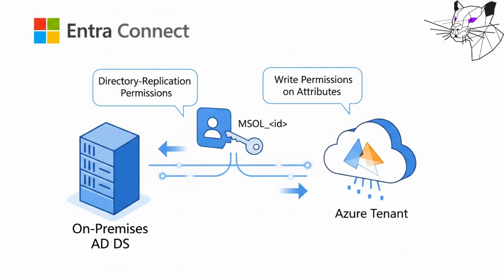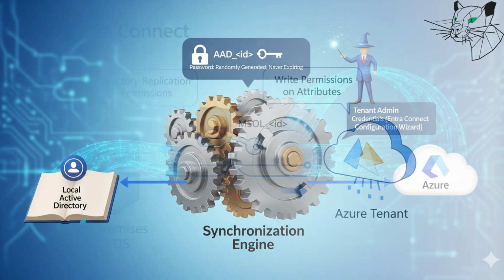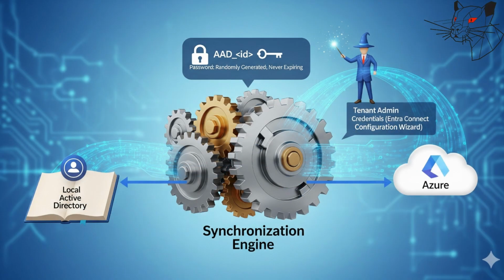tenant. The account has directory replication permissions in the on-premises ADDS and write permission on certain attributes to enable hybrid deployment. IID. This is the service account for the synchronization engine. It's created with a randomly generated complex password automatically configured to never expire. When the directory synchronization service runs, it uses the service account credentials to read from the local Active Directory and then write the contents of the synchronization database to Azure. This is done using the tenant administrator credentials that you enter in the Microsoft Entra Connect configuration wizard.